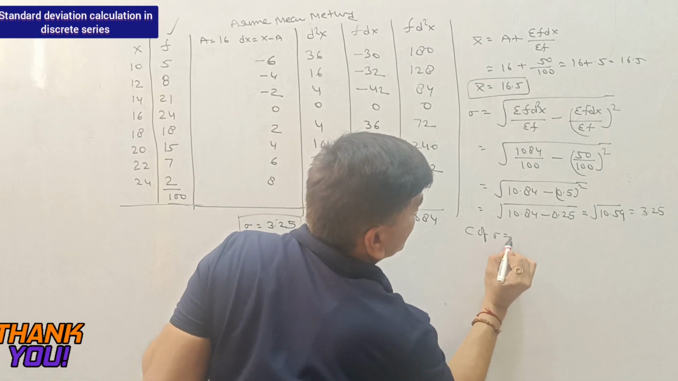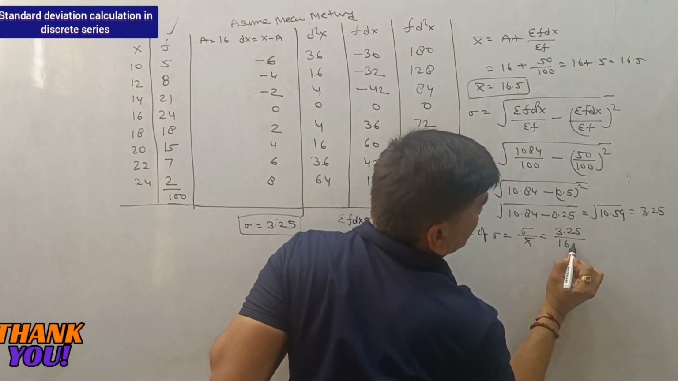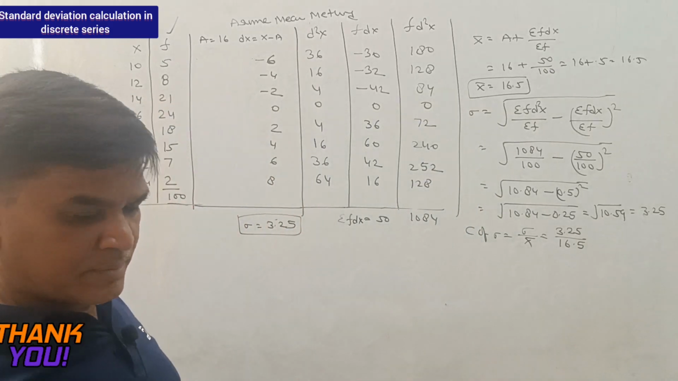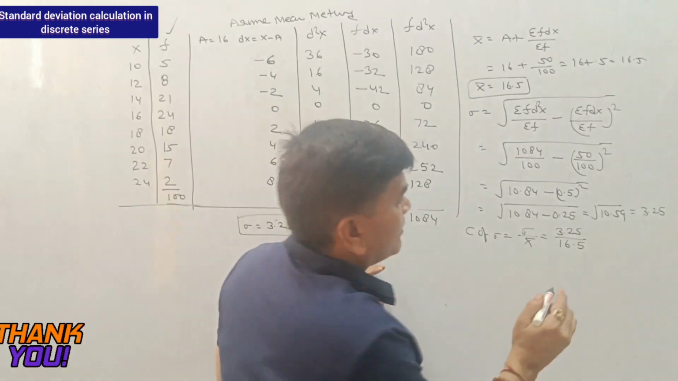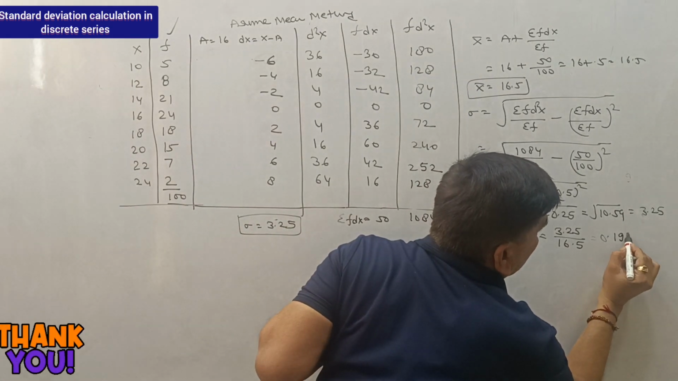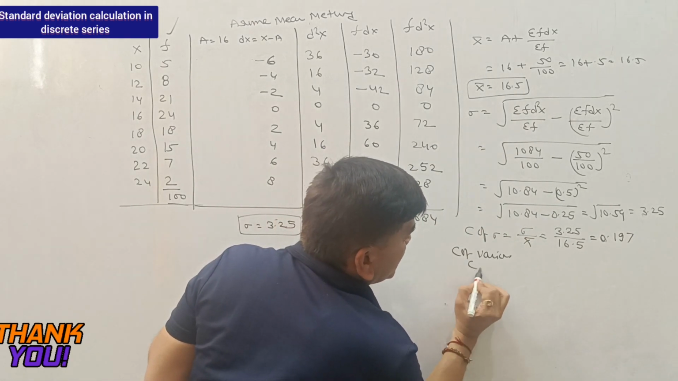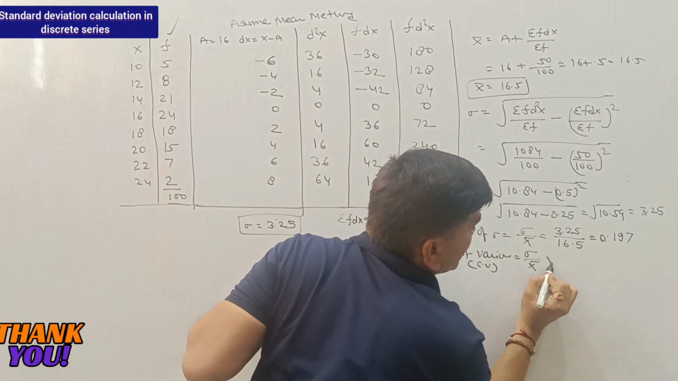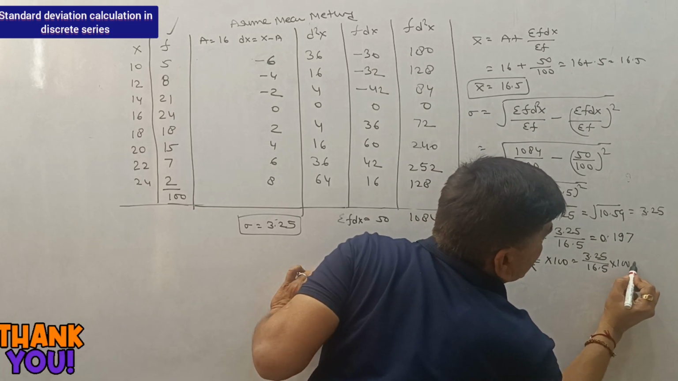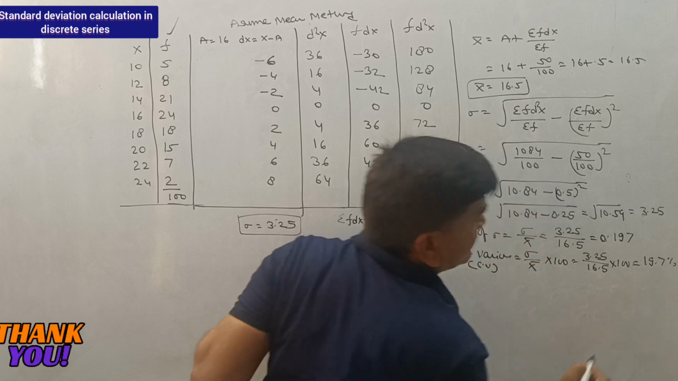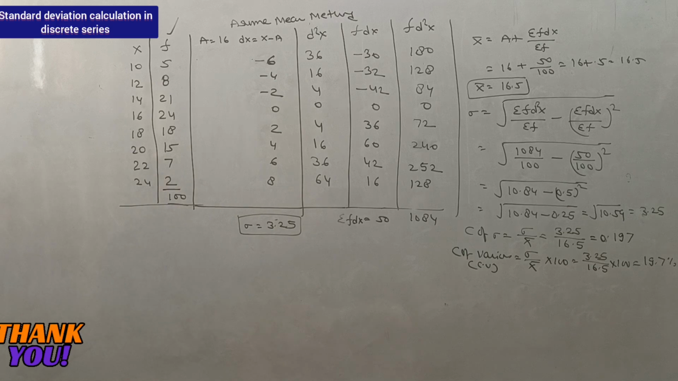Coefficient of standard deviation is standard deviation divided by x bar, 3.25 divided by 16.5, that is 0.197. Coefficient of variation, CV, is standard deviation divided by x bar multiplied by 100, 3.25 divided by 16.5 multiplied by 100, that is 19.7%. So you can calculate the coefficient of variation also.